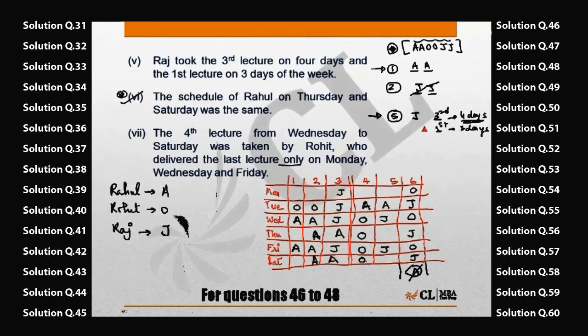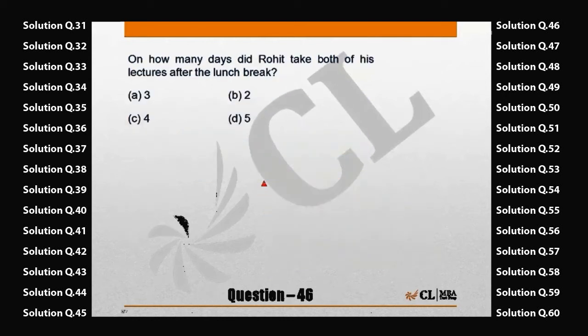Now again this condition: on the first lecture, J has taken on 3 days. So J, J and J, that's the only possibility. Now O has to go here, and O has to go here. E and A have to be together. The 4 and 5 slots have to go to A and O. So looking at all the conditions, we have filled the table. Now all we have to do is go and get those 9 marks.